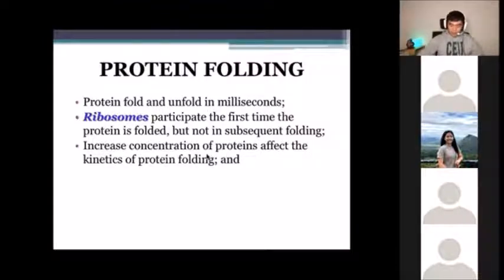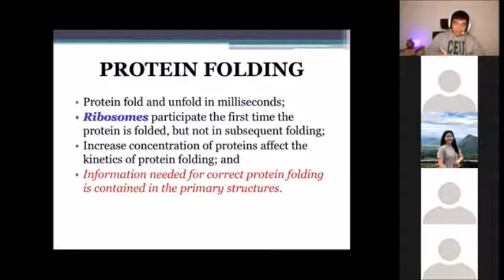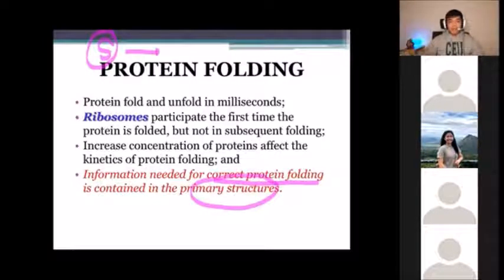That's right. So increased concentration of proteins affect the kinetics of folding. So ibig sabihin, the more proteins are being produced, the greater the rate of folding. Directly proportional siya. And please note that ang synthesis process held by ribosomes of nascent polypeptide would serve as determinant if ever ang protein ba ay magiging maganda or magiging beneficial sa atin, or ultimately magiging toxic or magkakaroon ng adverse effects. So kaya nakalagay dito, information needed to correct protein folding is contained in the primary structure. Ang point is, pag may mali sa primary sequencing ng polypeptide, susunod na dyan ang mga higher levels that could result ultimately to protein folding.